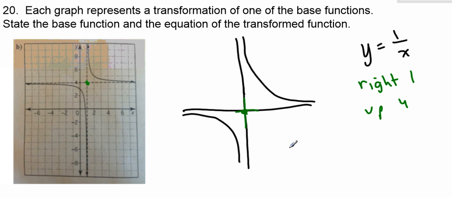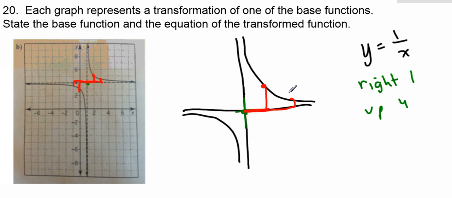Now let's see if we've stretched or compressed it at all. On the basic function, from the starting point, if you go over 1, you should go up 1. So over 1 and up 1, that seems pretty nice. Let's check. If I go over 2, I should go up a half. If I go over 2, do I go up a half? Yes. And I'll check that in the other direction. 1, 1, 2, a half. So again, I don't see any horizontal or vertical stretching in this graph. All I've done is moved it to the right and up.